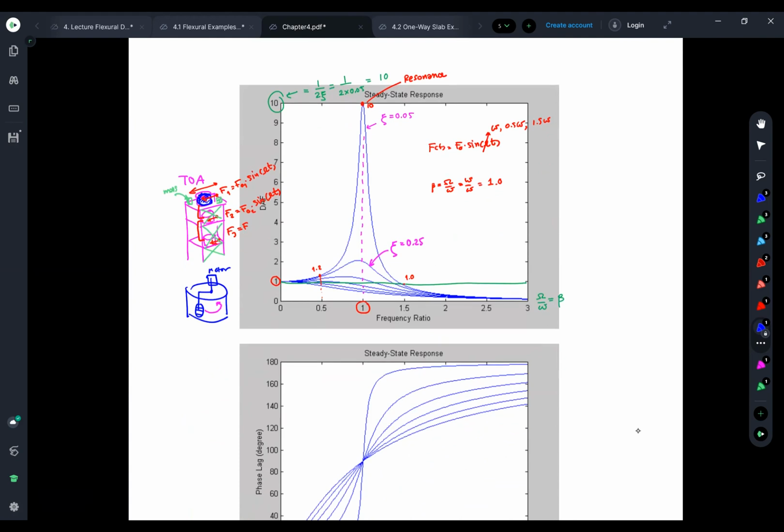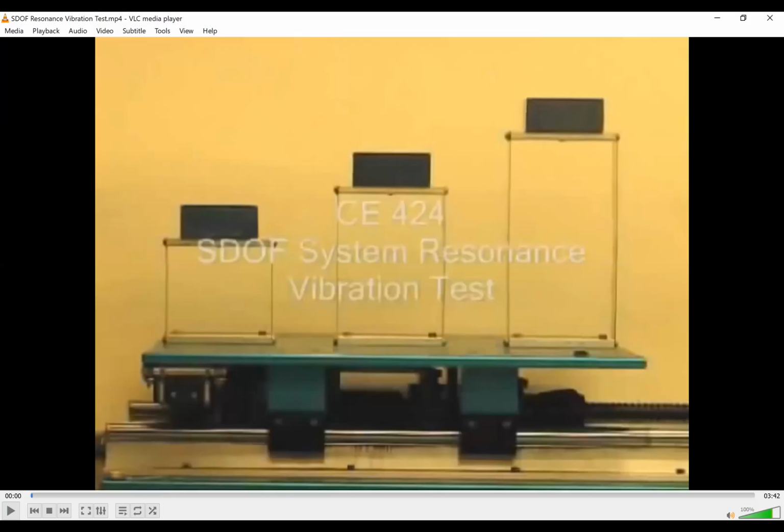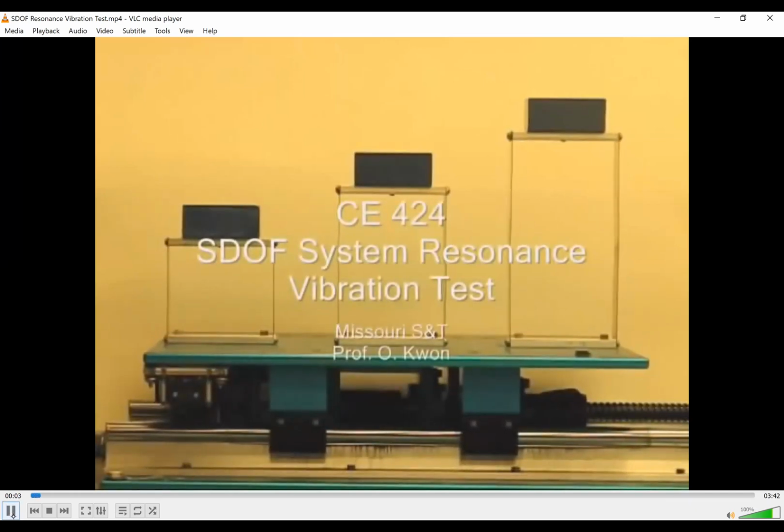from a video clip. I have some questions on the TOA painting, the colors. Maybe we can explain and discuss with you again later. But before, I would like you to see a small clip on the test of the single degree of freedom system to show you the resonance phenomenon. Okay, let's do it.